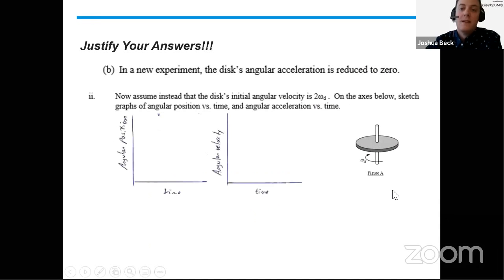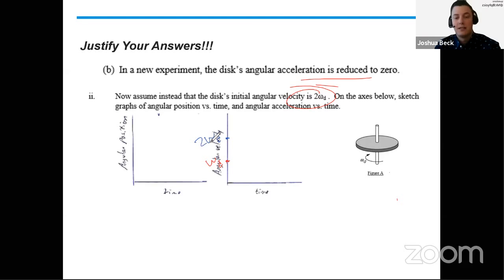Now, the second part of this, we made one change. There's still a really important clue that we need to continue using, which is that the acceleration is 0. The only thing that changed is our initial velocity. So where in our first graph we had our initial velocity here as omega d, now our initial velocity is going to be twice that. So let me see if I can switch colors. And we're going to go up to a point up here at 2 omega d.